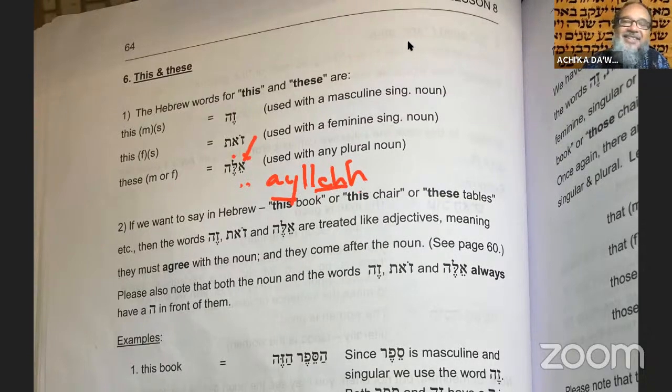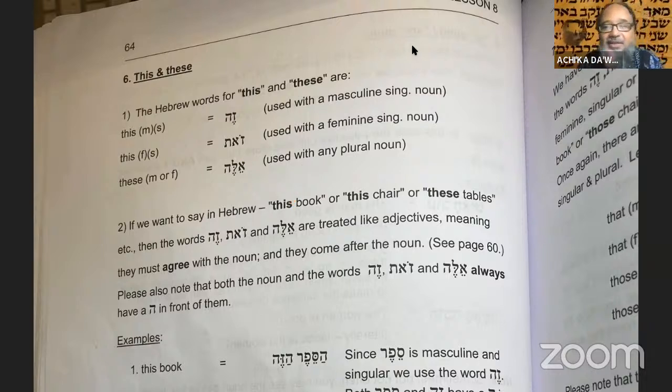Okay, so ele. And once you learn how to do that, when you're doing your study, you'll be fine. Transliterate and put it in English and watch what happens. You'll be like, oh, this is easy. So ze, zoth, and ele. Ele is these, and it's for plurality.